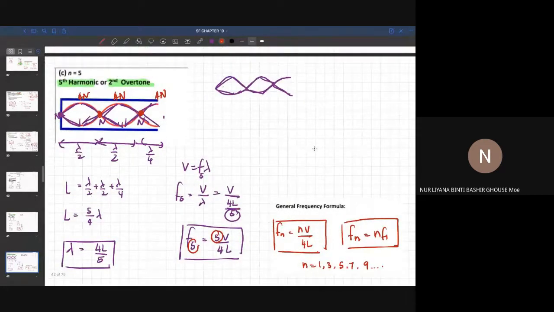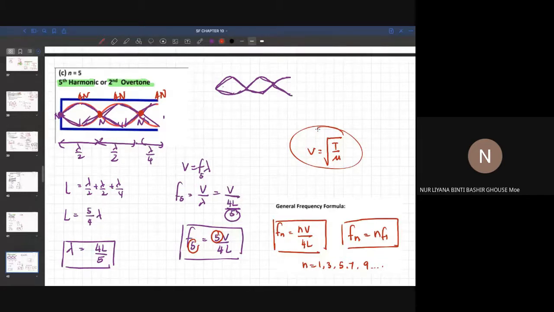Sekarang Miss nak tanya awak. Awak rasa boleh ke tak Miss guna equation ni? V equals to square root T over mu. Kalau awak rasa boleh awak tekan 1. Kalau awak rasa tak boleh awak tekan 2. Boleh ke tak Miss guna equation ini untuk dapatkan V? Okay, awak tekan je. 1 if awak rasa boleh, 2 if awak rasa tak boleh. Okay, good try. Tak apa, Miss lagi suka orang yang try. Jawapan dia adalah tak boleh.